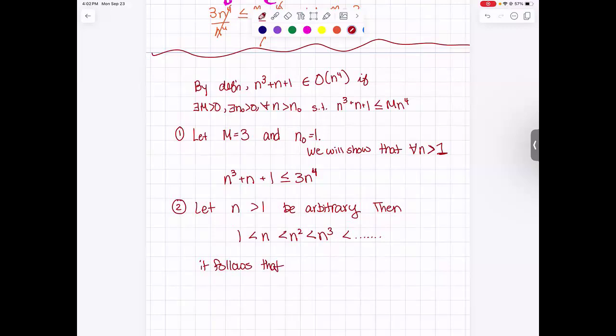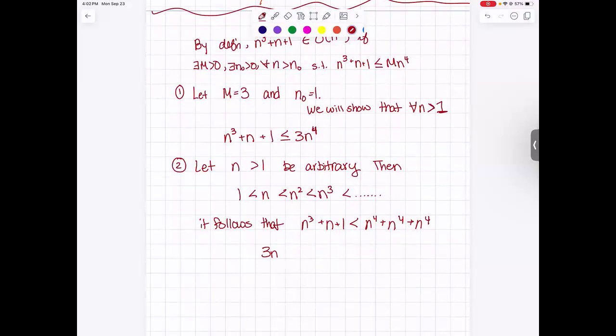And knowing that, it follows that n cubed plus n plus 1 is strictly less than n to the 4 plus n to the 4 plus n to the 4, because all I did was say that n to the 3 is definitely less than this one, n is less than this one, and 1 is less than this one. And as we just saw, that's definitely true for all of them. When we add all of that up, we end up with 3n to the 4, which is exactly what we said we were trying to prove up here. So we end up with that as needed. And that's all there is to it. So it's really not too bad to try and solve.